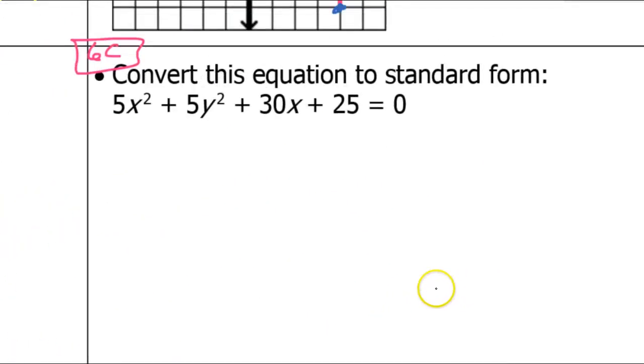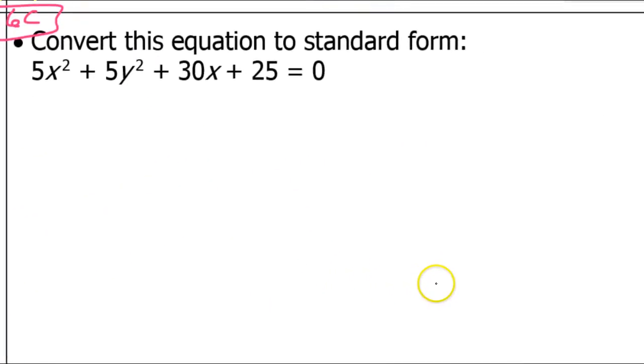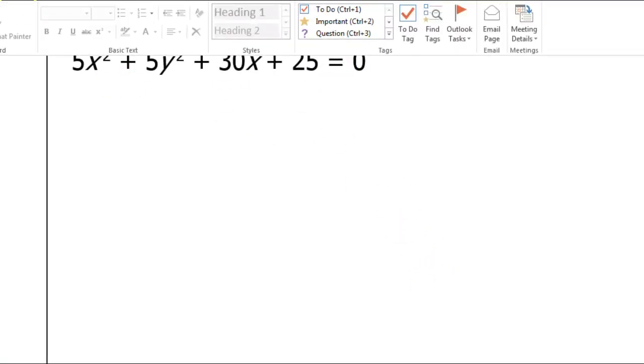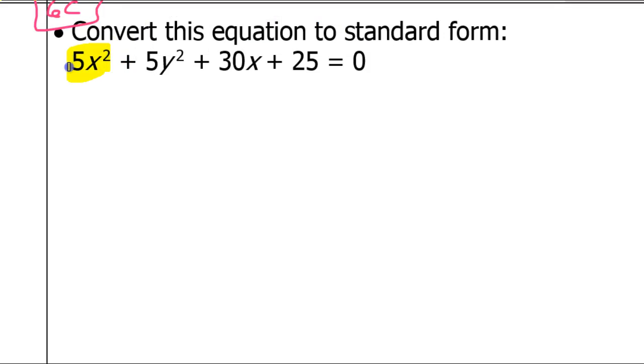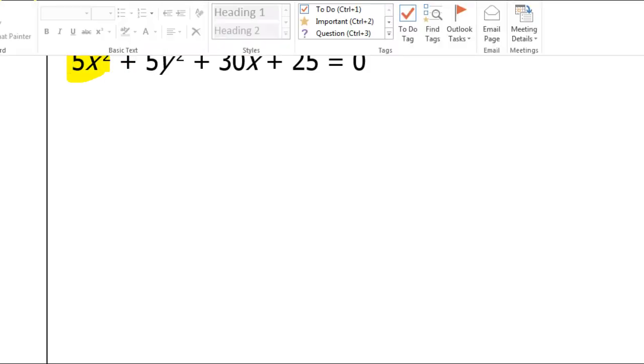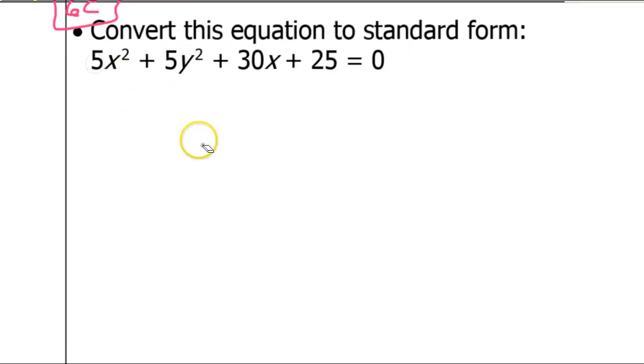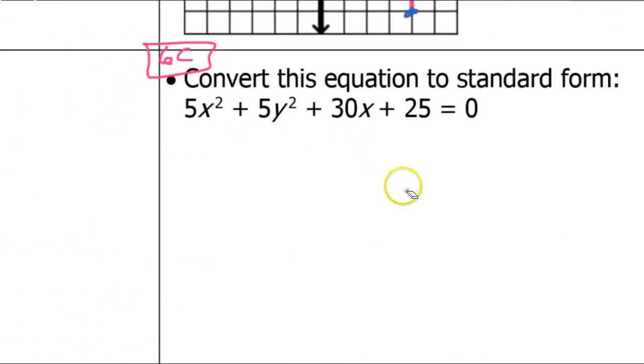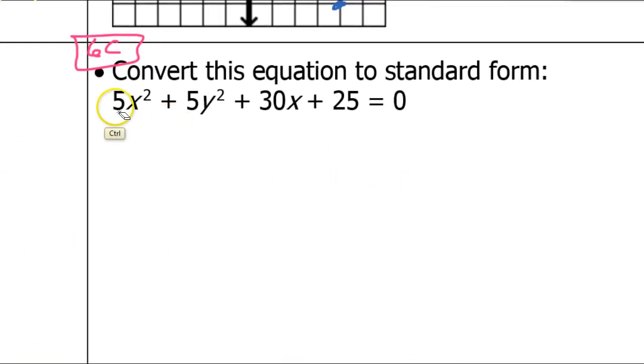Okay, so let's go ahead and look at 6 part C. We need to convert this equation to standard form. So again, the first thing we need to do is put together, actually there's something else we need to do. On the previous problem, the leading coefficient was 1. See how there's no number in front of the x squared or the y squared? That means the leading coefficient is 1. But in this problem, the leading coefficient is 5.